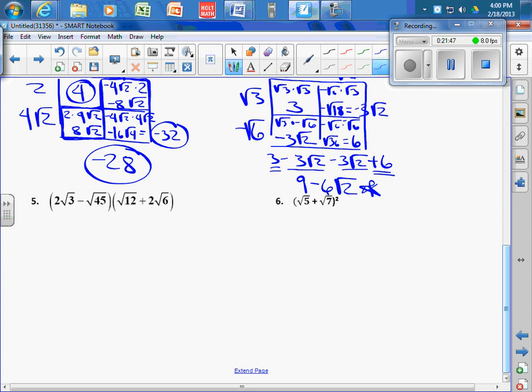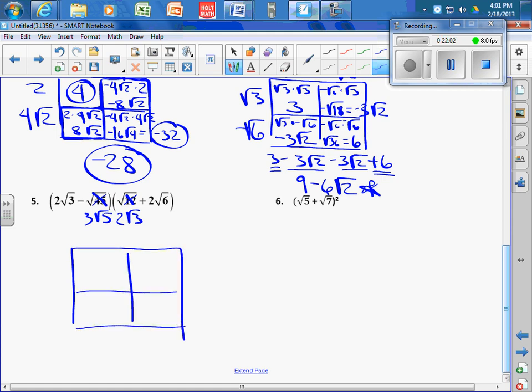In number 5, radical 45 can be simplified. 3 radical 5. Radical 12 can be simplified. 2 radical 3. So it's going to take window panes. 2 radical 3. Negative 3 radical 5. 2 radical 3 and 2 radical 6. Multiply the two numbers that you have that will form that corner. 2 radical 3 times 2 radical 3. 4 radical 9. 4 times 3 is 12.